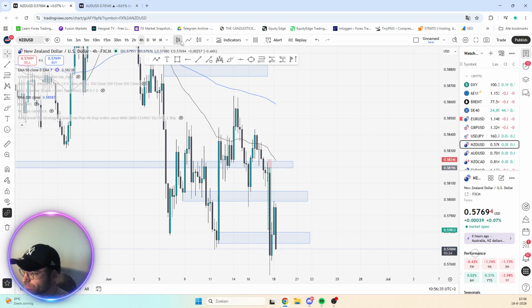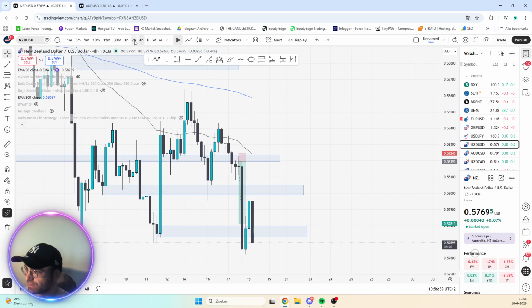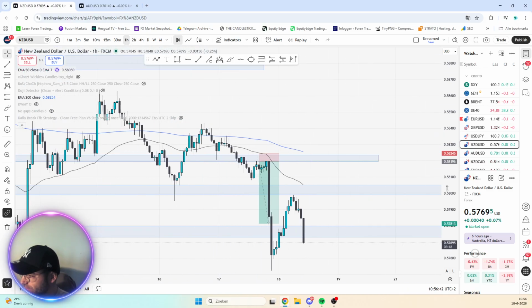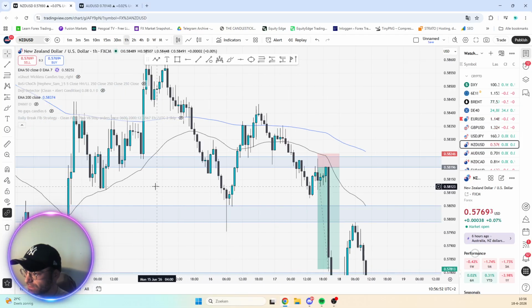So for me, I noticed that it went under it. It broke it basically. And on the 1 hour, if you zoom in, you can really identify it being under it pretty firmly. So I expected a retest and then it to go down.